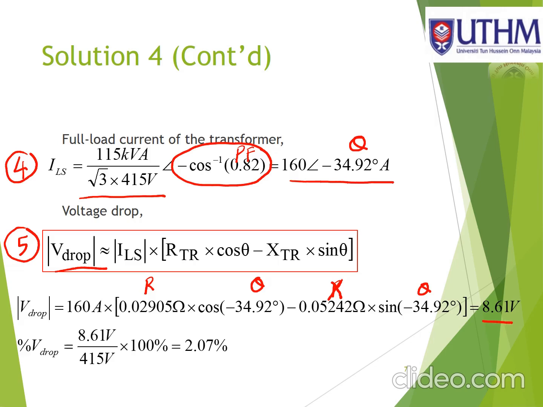After that, the last step, we have to calculate the percentage of voltage drop. It is equal to V drop divided by V system. This system is 3 phase, so we put the 415 value. So the percentage of voltage drop is equal to 2.07%.